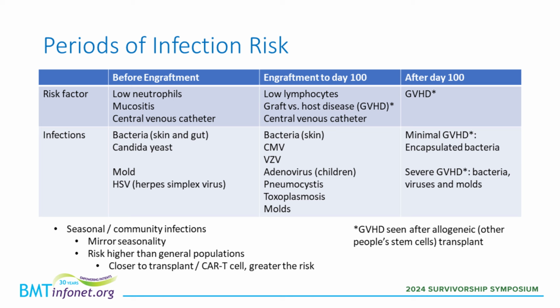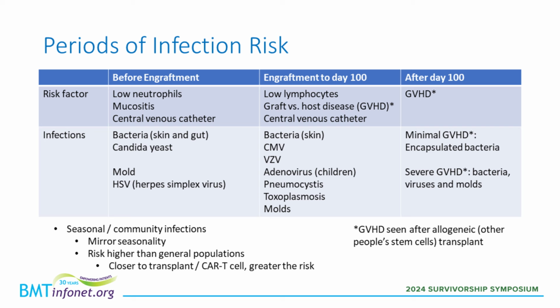After transplantation and CAR T-cell therapy, we see fairly predictable periods of infection risk based on the parts of our immune system that are being impacted. Engraftment is that period when the donated stem cells start to make cells on their own. The period before engraftment is the period after you receive that conditioning chemotherapy and your neutrophils become low and you receive the stem cells, and then engraftment occurs when those neutrophils start to come back. In this before-engraftment period, the main risk factors are low neutrophils from the chemotherapy, as well as mucositis.